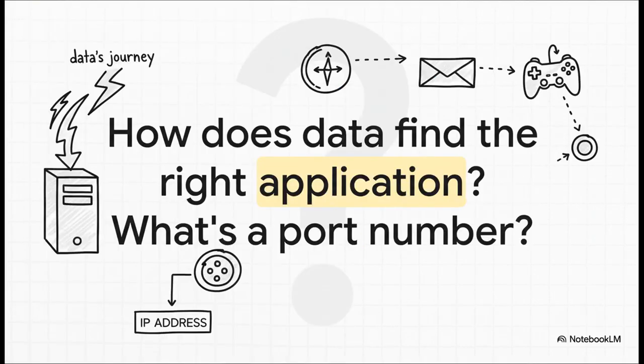Okay, wow. We've just traced data's entire journey from an application on a screen all the way down to a pulse of light in a cable. But I have one last question to tie this all together. The IP address gets the data to the right computer, but how does the computer know which specific application, the browser or Spotify or email, is supposed to get that data? What is a port number?